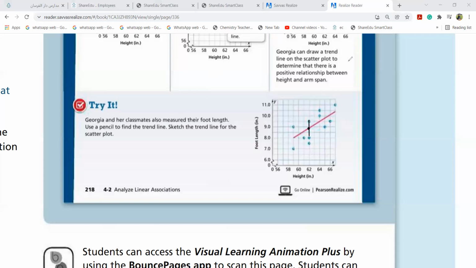Did you draw that line? See, Talin, all these graphs are given. There's just one line you need to draw, which is called a trend line. What is it called? Trend line, okay? This is nothing but a trend line.